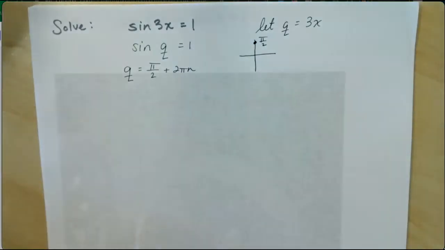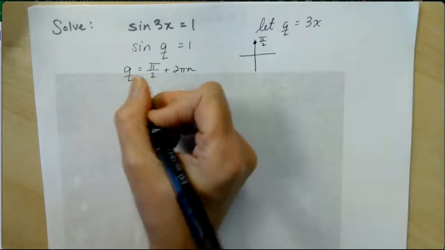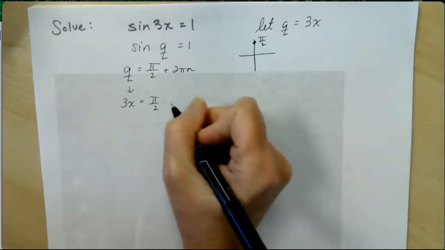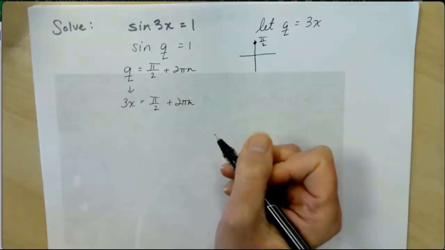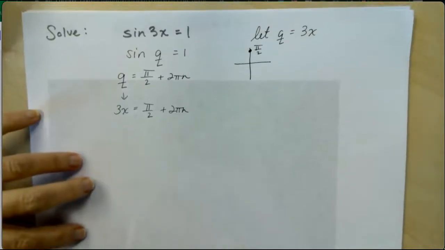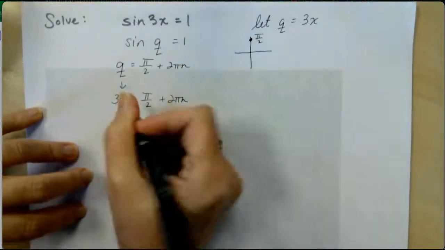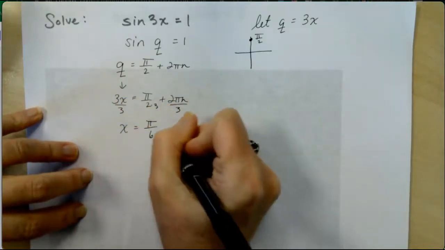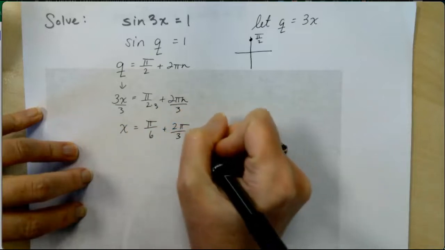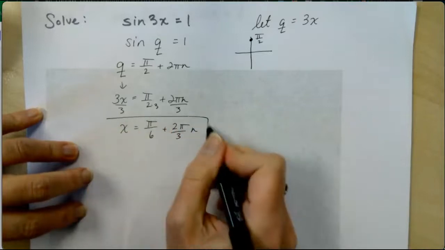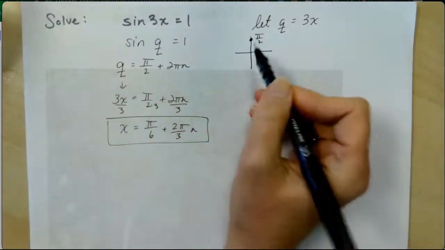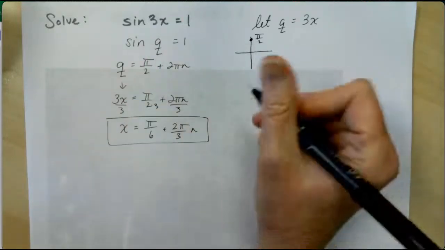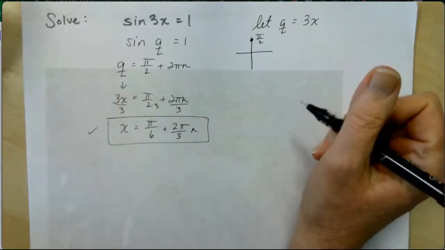So we're not solving for q, we're solving for x. So we're going to replace the q with 3x. So 3x equals pi over 2 plus 2 pi n. Next, we will be dividing by 3. So we get x equals pi over 6 plus 2 pi thirds times n. There is only one general solution here because there's only one solution for q. One, that's it. So this is the first thing you solve for, the general solutions.